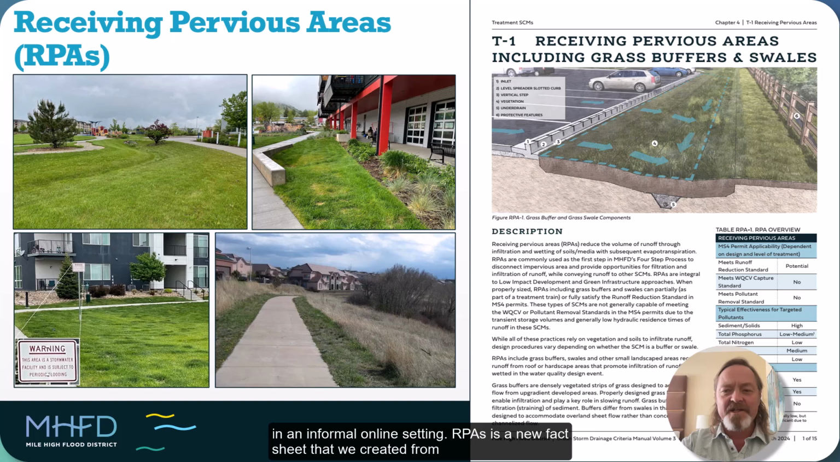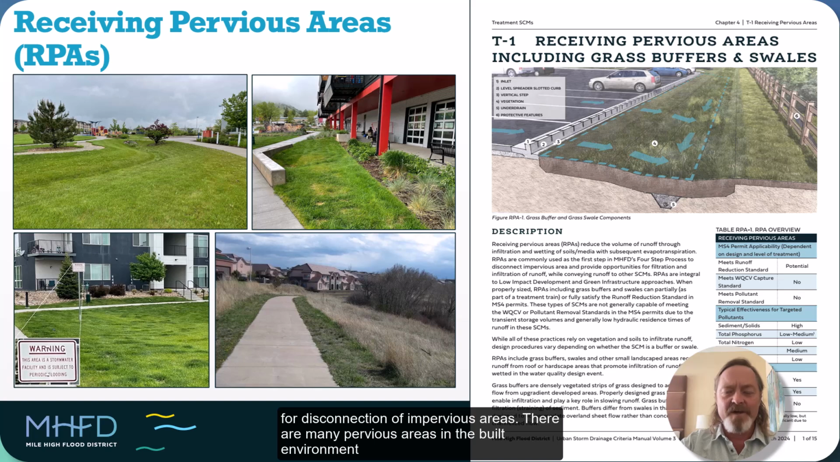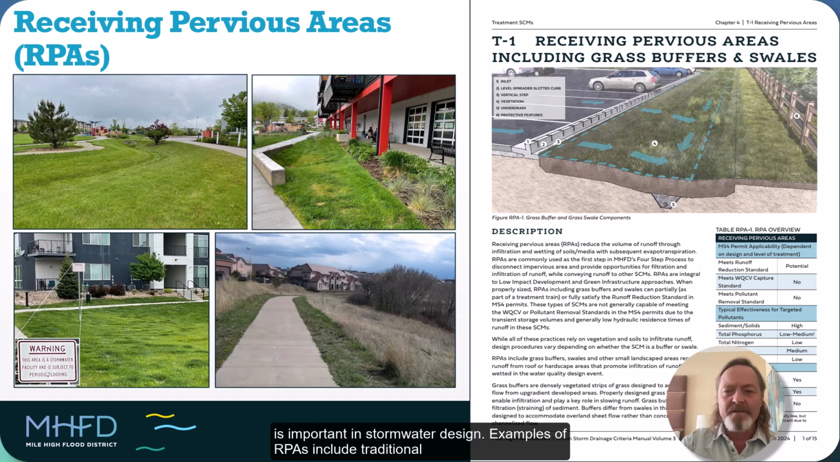RPAs is a new fact sheet that we created from the previous grass buffer and grass swale fact sheets. RPAs include buffers and swales, but are also more broadly defined in the current fact sheet. RPAs are defined as any pervious area that receives runoff from an impervious area, and these RPAs are important for disconnection of impervious areas. There are many pervious areas in the built environment, and planning how to strategically use these areas to slow down and allow opportunities for infiltration of runoff is important in stormwater design.